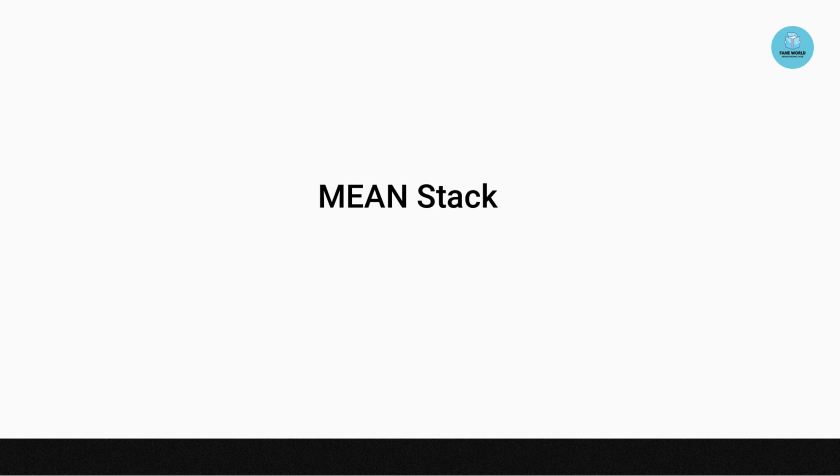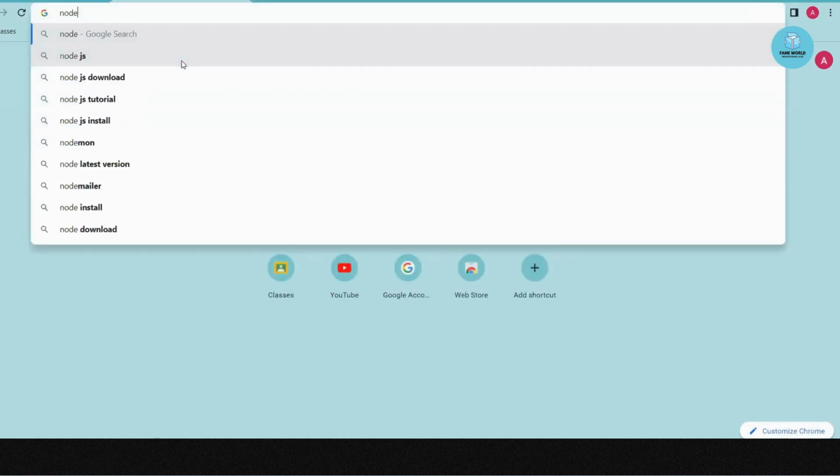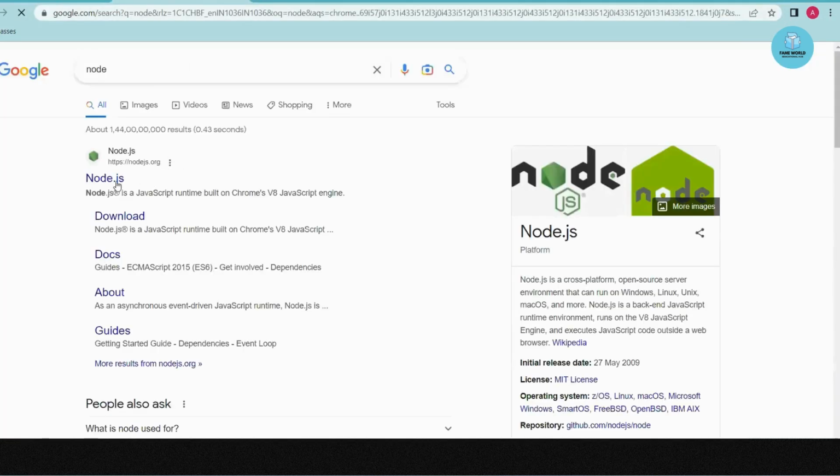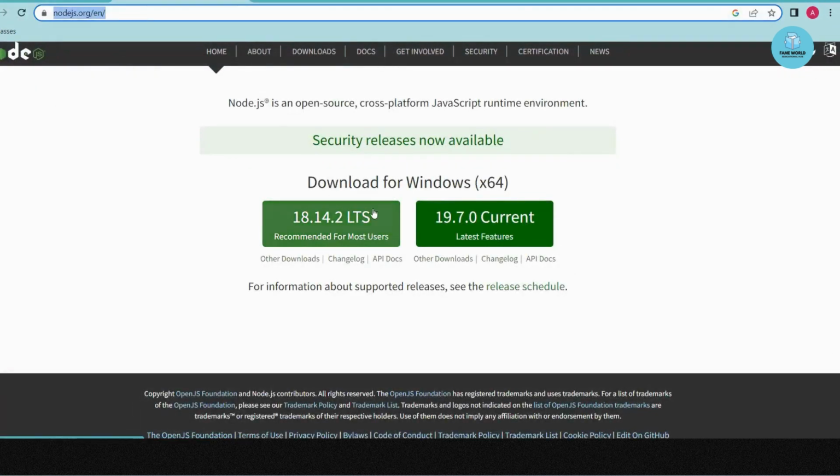Okay, now I am coming towards the Node.js website. Nodejs.org is the official website of Node.js. You can download this LTS version. Okay, this LTS version you will be downloading. It is the recommended one.